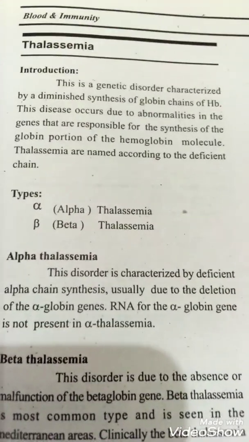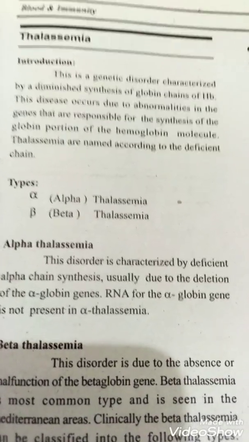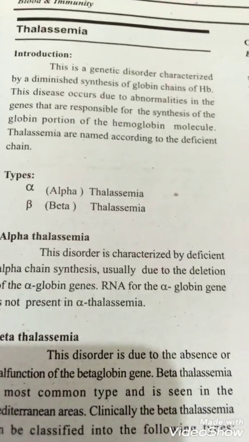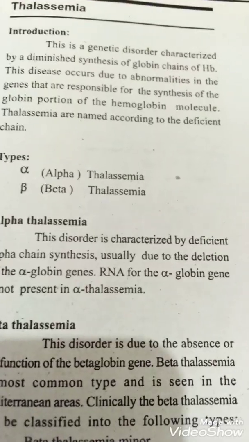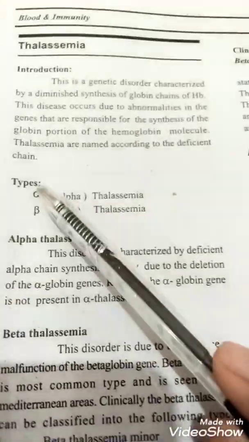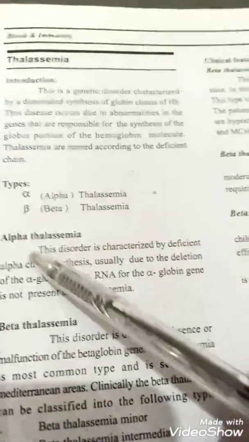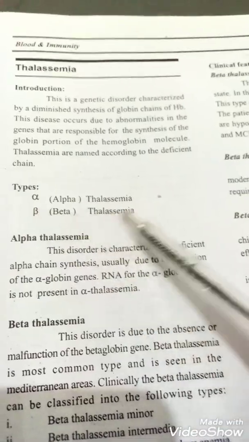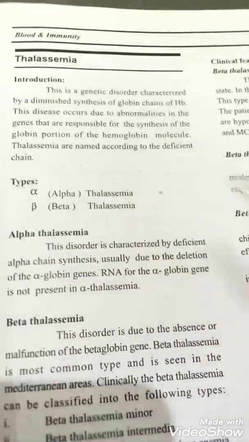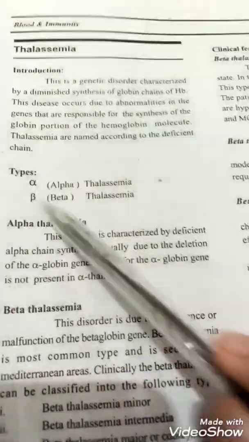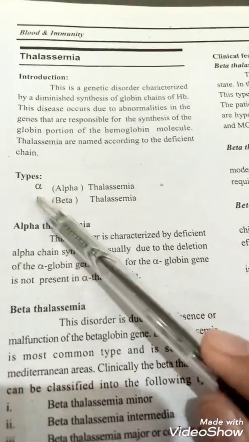So thalassemias are named according to the deficient chain. There are two chains in hemoglobin, alpha chain and beta chain. When there is a problem in the alpha chain, it is known as alpha-thalassemia. When there is a problem in the beta chain, it is called beta-thalassemia. Okay, this is for assigning the problem in the chains.